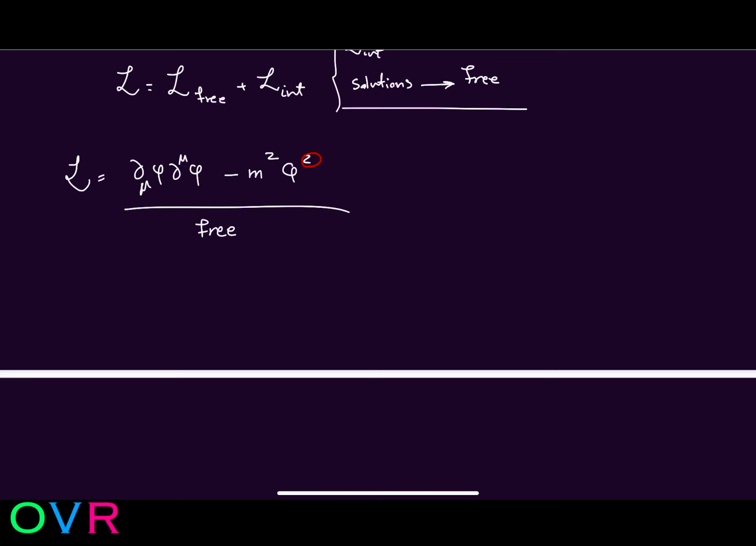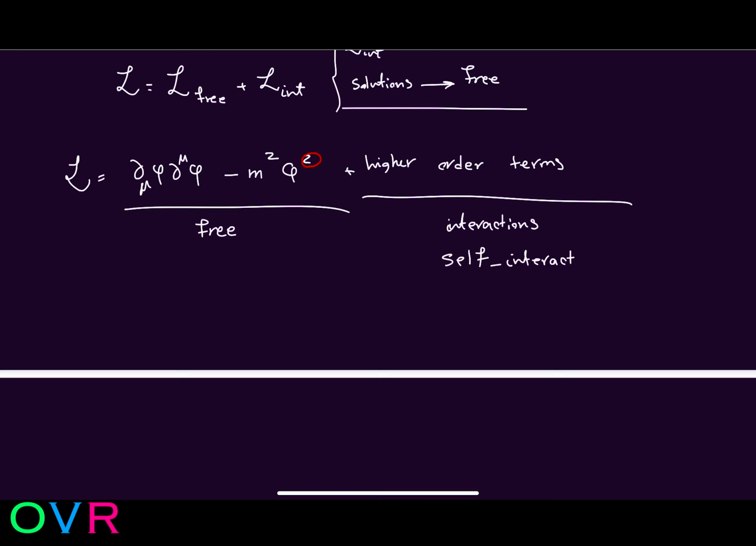And one can say, then I can have higher order terms. And these are called interactions. If there is no other field involved, then you have self-interaction. So the field is kind of interacting with itself.